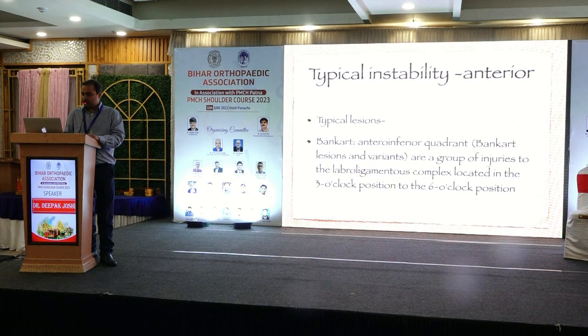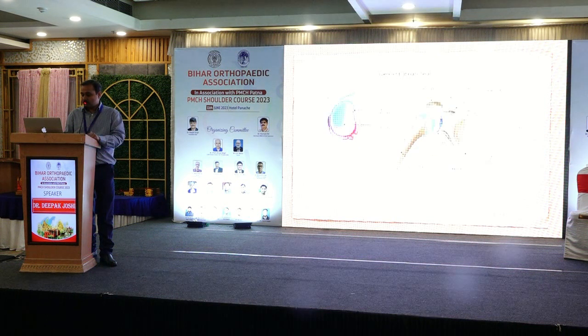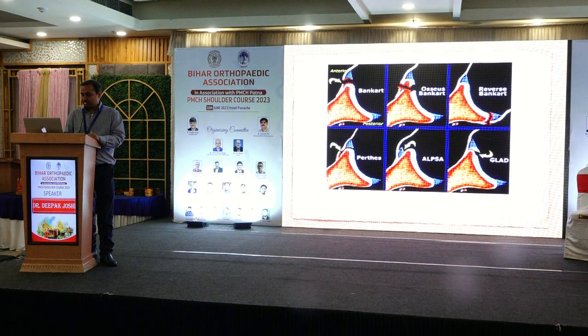Typically shoulder instability involves a Bankart lesion, which is a 3 to 6 o'clock injury to the labrum ligamentous complex. So this is how it is injured. These are the various types of anterior Bankart. We can have just a soft tissue Bankart, a bony Bankart, a reverse Bankart, or a Perthes lesion, which looks normal on arthroscopy. It's only when we probe that we can see it.